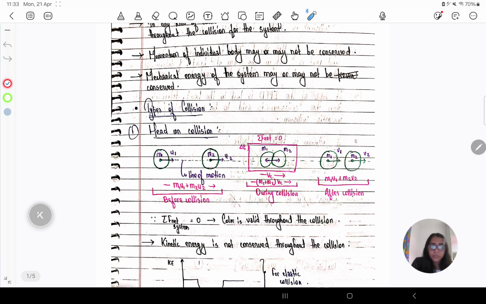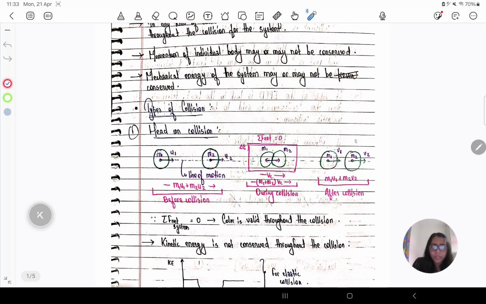During collision, the F net on the system is 0. So during collision, the net force on the system is 0. Because of that, conservation of linear momentum is valid throughout the collision. Now, kinetic energy is not conserved throughout the collision.